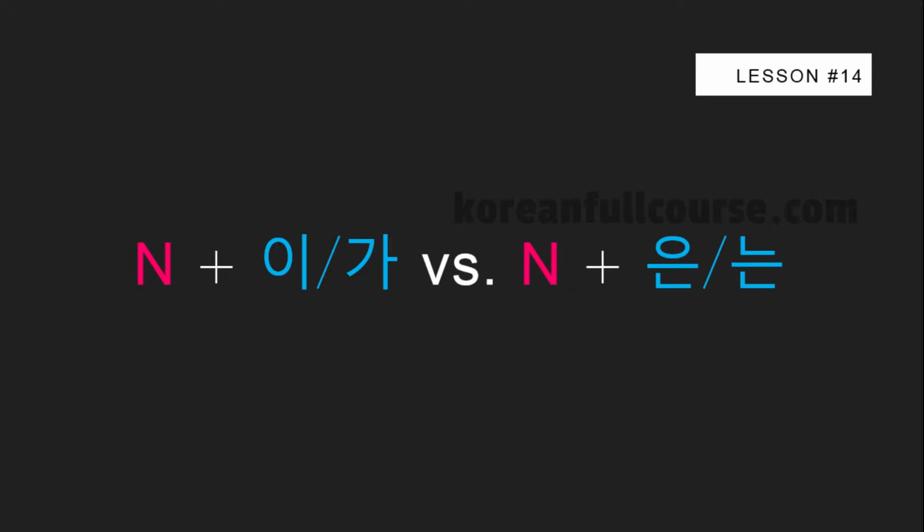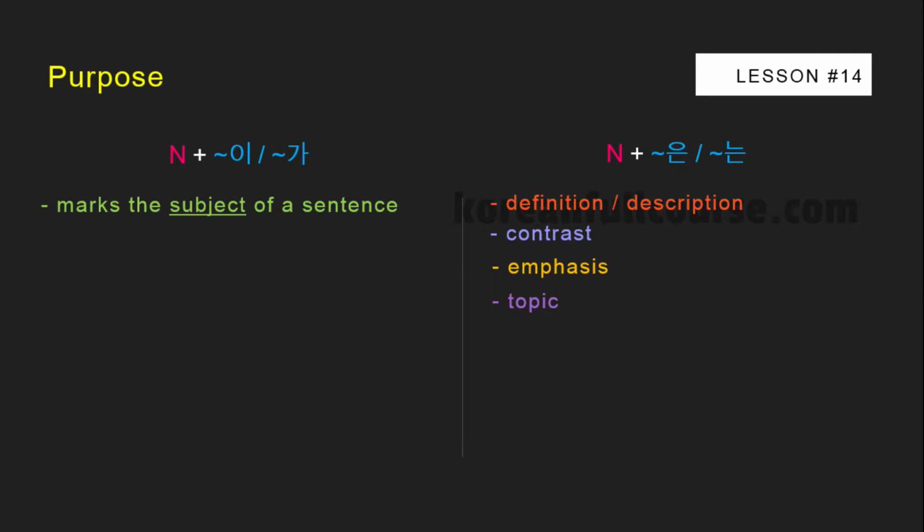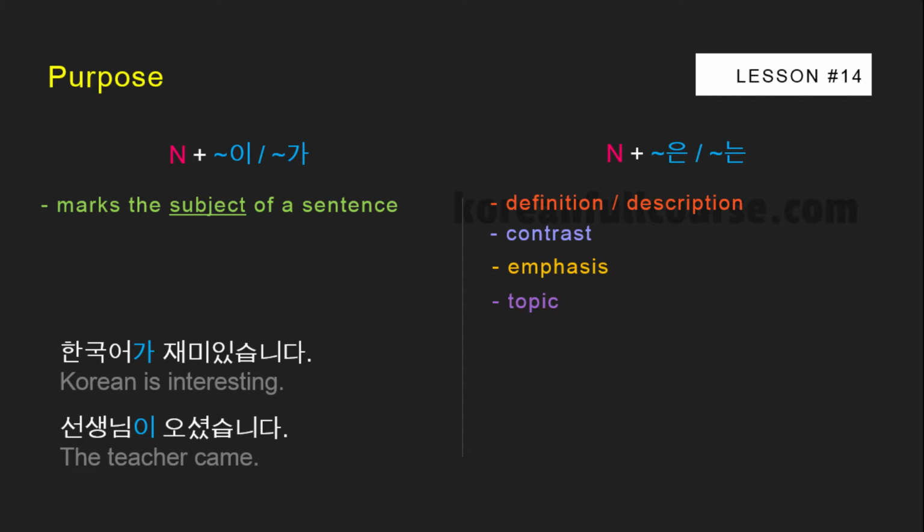Now let's look at the differences between 이/가 and 는. We will start off with the purpose these particles serve in a sentence. 이/가 marks the subject of a sentence. For example, 한국어가 재미있습니다. Korean is interesting. The subject of the sentence is Korean, 한국어, right? That's why we used the nominative case particle 가. Take a look at one more example. 선생님이 오셨습니다. The teacher came. Teacher is the subject of the sentence.